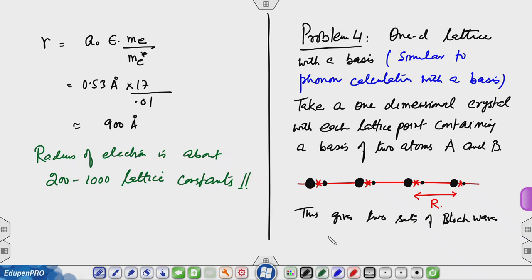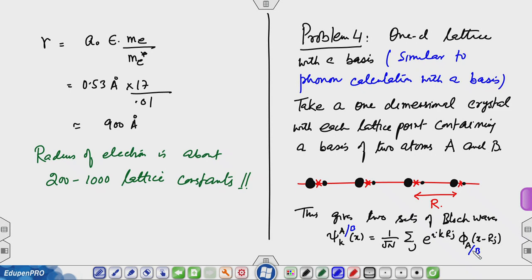One is going to be psi, obviously depends on k, corresponding to A, x, which I am going to write as 1 over root N summation over j e raised to i k r_j times phi A of x minus r_j, and same thing for B. So, I can just write that here, and this will be B.